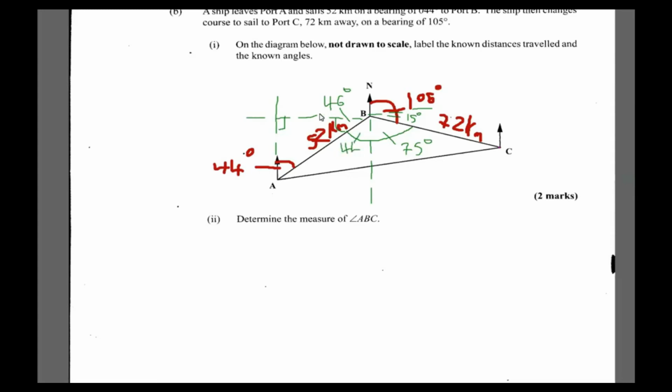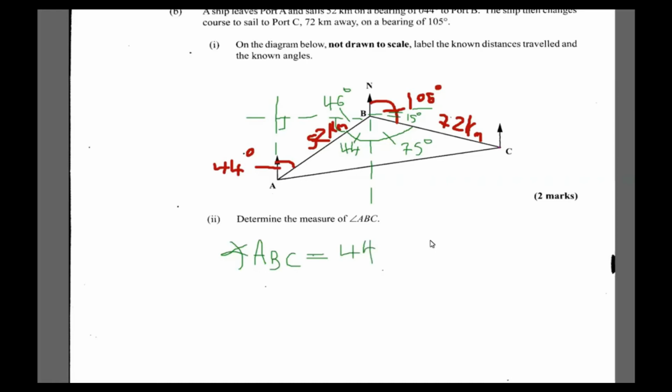We didn't even have to do all of that. We could have looked at it and said alternate Z angles are equal. So this angle is 44 degrees. So now that this angle is 44 degrees, angle ABC is equal to 44 plus 75. Angle ABC is equal to 44 plus 75. Nice and easy.